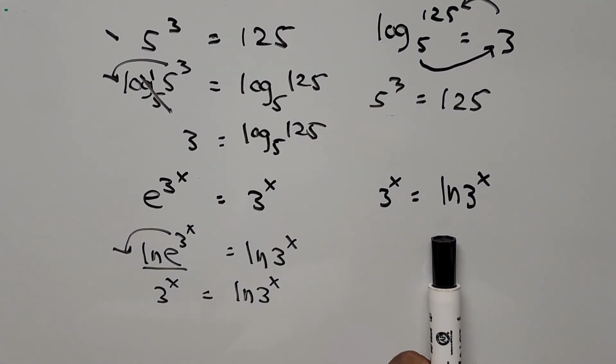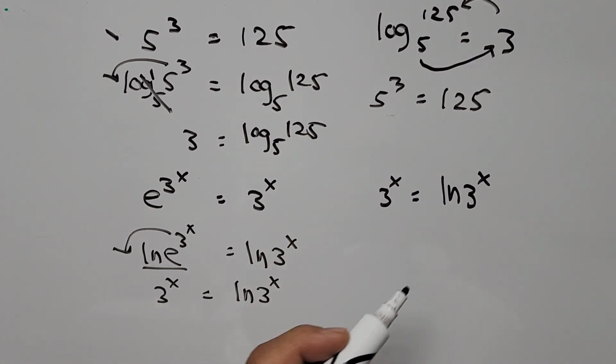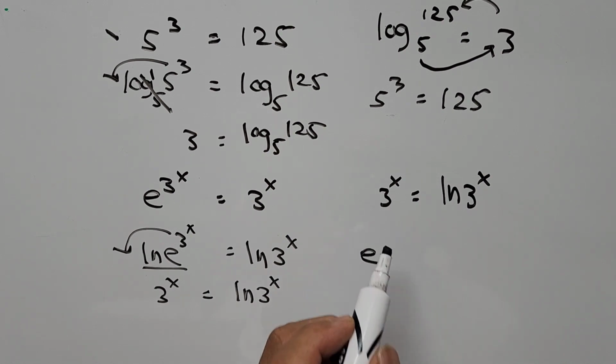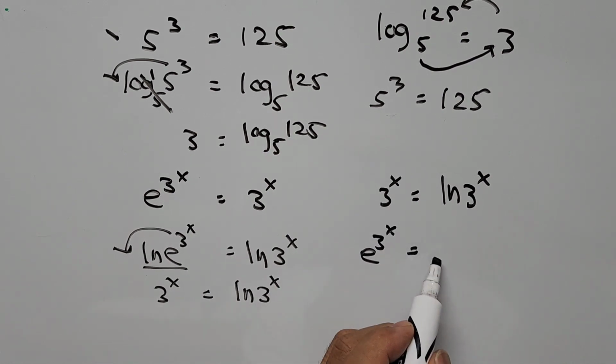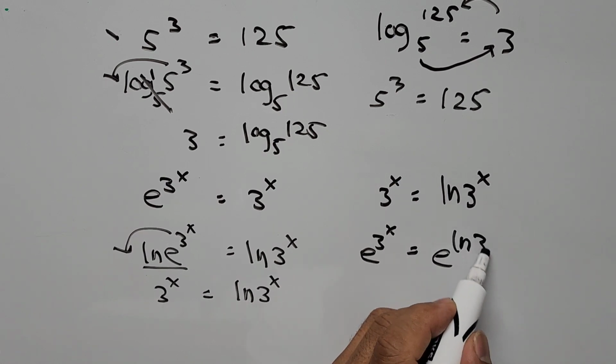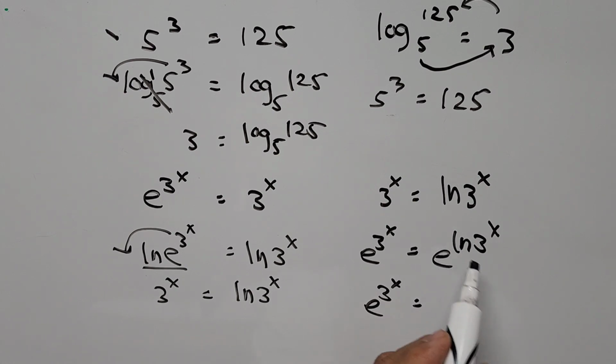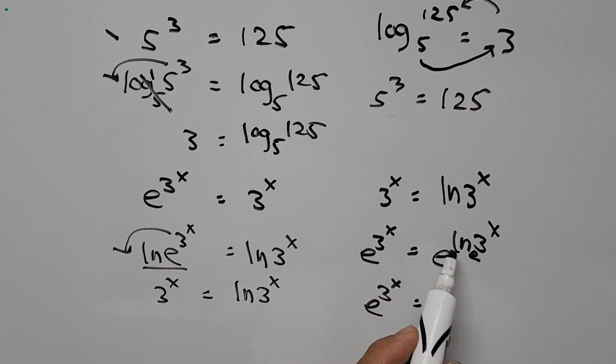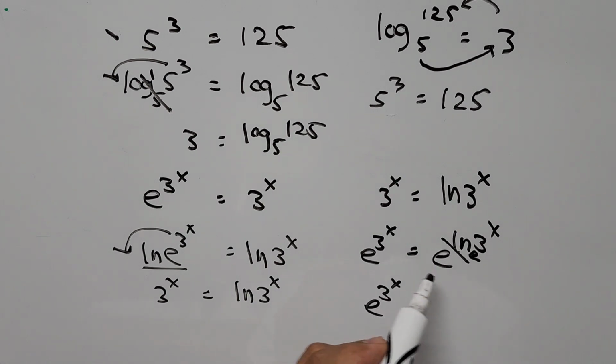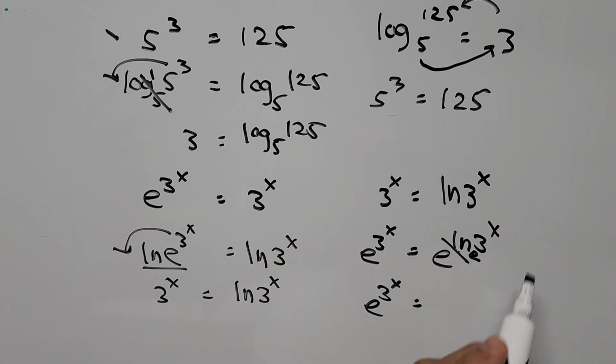Since we're using natural logarithm, we exponentiate both sides with base e. So e to the power of 3 to the power of x equals e to the power of ln of 3x. This is base e, so they are exact inverses of each other and cancel each other. So we end up with just 3 to the power of x.